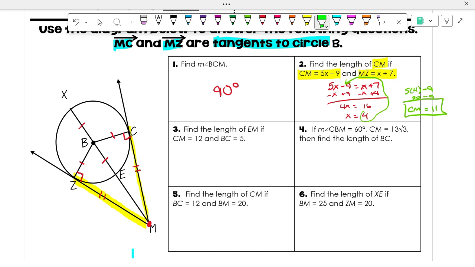Now, it then says to find the length of EM when CM is 12 and BC is 5. All right. So I'm just going to draw what's going on. This is the triangle BCM, and E is where the circle is, right here. They said that BC is 5 and CM is 12.